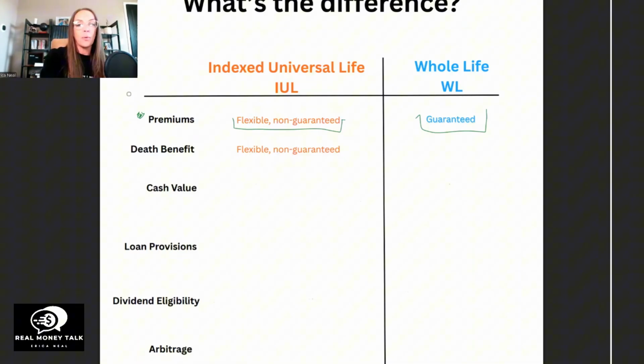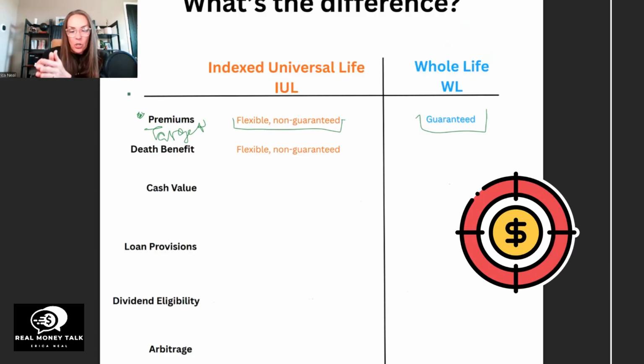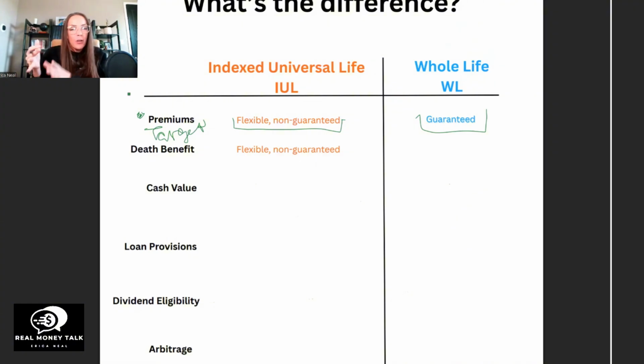The big thing to remember between the premiums and the death benefit is that IULs have what's called a target premium, meaning they're going to try to hit that target. They're going to try to hit that cost and stay within that realm. No company wants to charge you more, right? They know that that doesn't look good, but they are going to try to hit that target. There's no guarantee that that target will be hit on either the premium or the death benefit side. They're going to try to do it, but there's no guarantee.